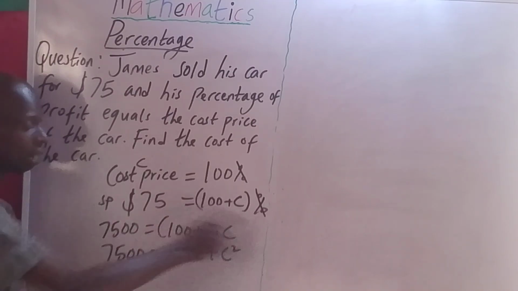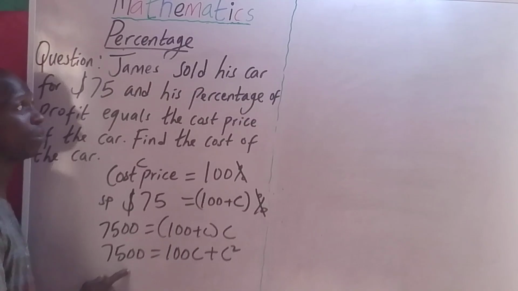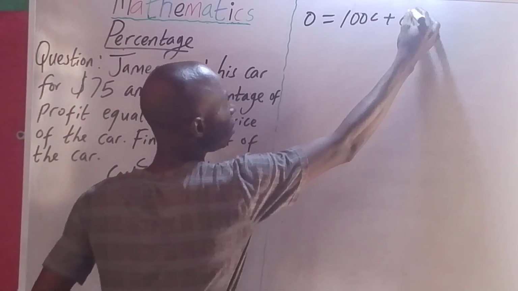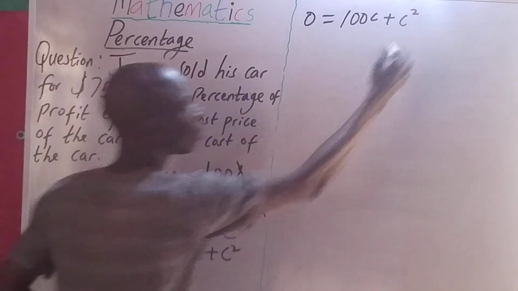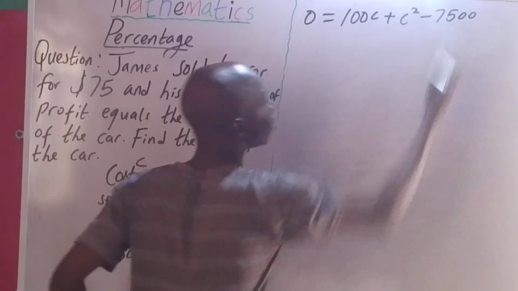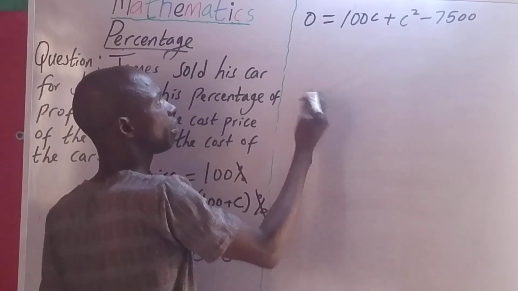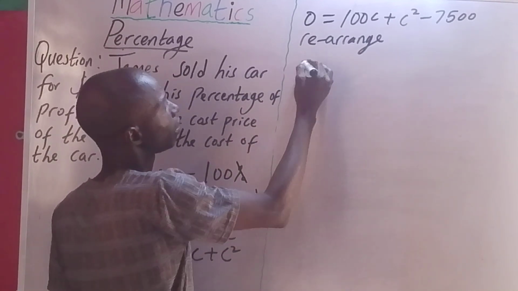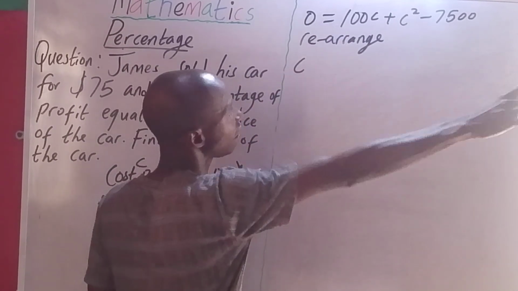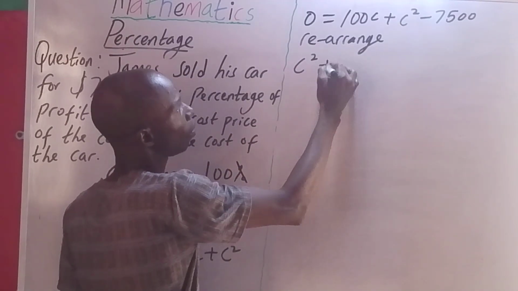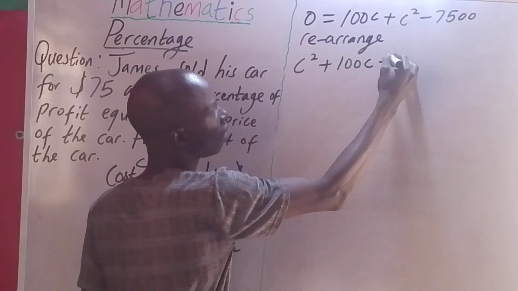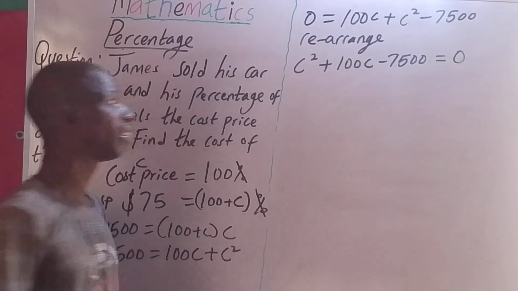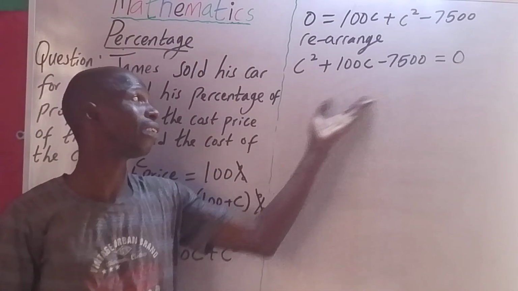So this 7,500 I can send that way and make this side 0. So I'll say 0 equal to 100C plus C squared. Now, since this one is crossing to the other side, it becomes minus 7,500. Now, this is looking like a quadratic equation, but let me rearrange it properly, to have this 0 to the right and this one to the left. So I have C squared plus 100C, then minus 7,500, everything equal to 0. You see, I've rearranged this to give you something that looks like a quadratic equation.